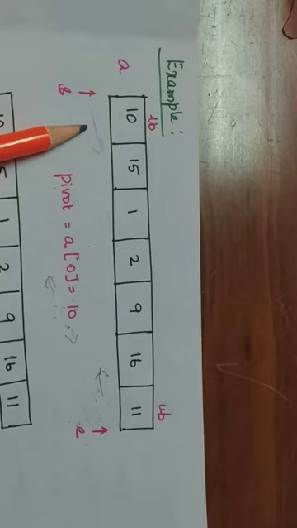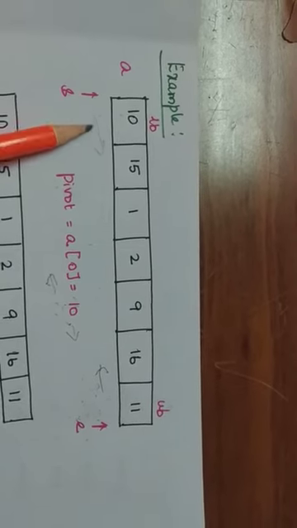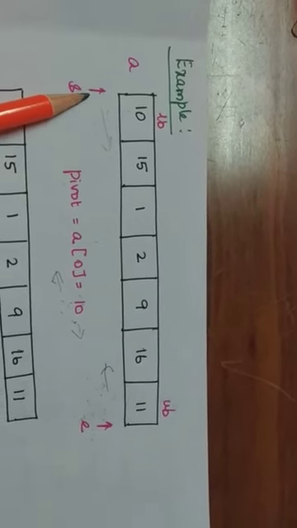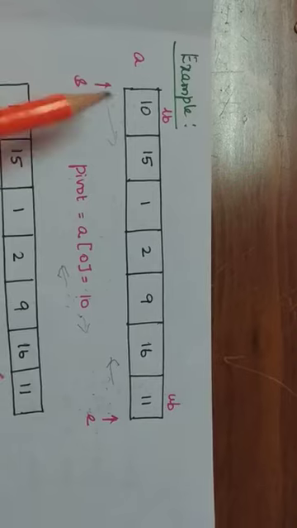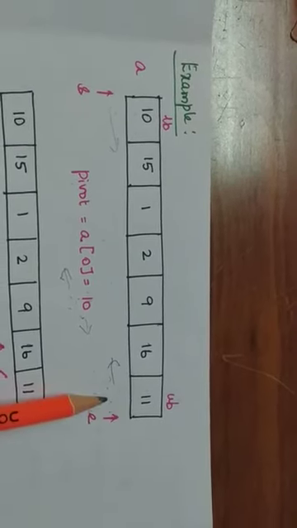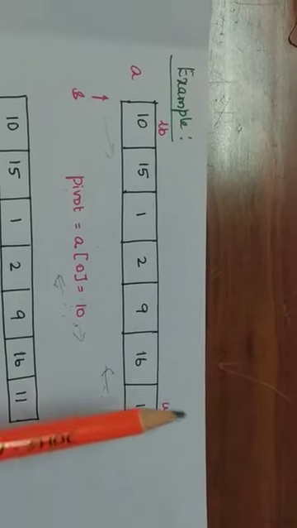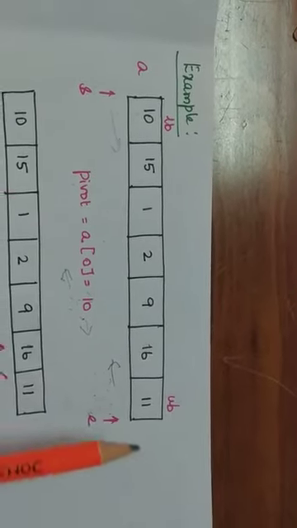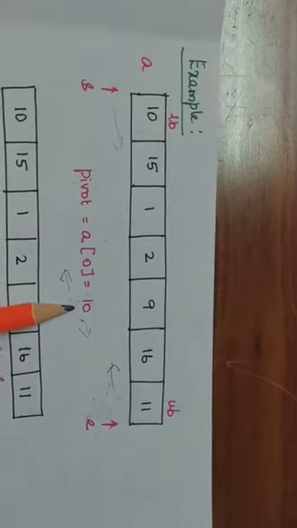So we'll see this example keeping all these conditions in mind. First, our starting value S is at the first position, the lower bound, and our end value E is pointing to the upper position, the upper bound. The pivot we have taken as 10.